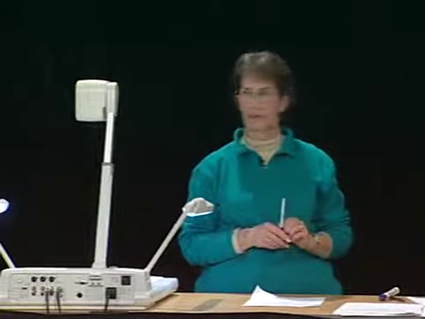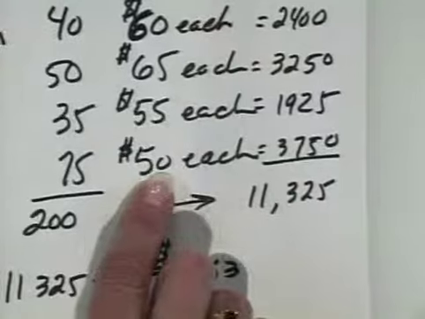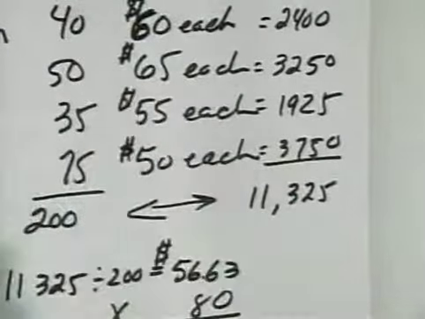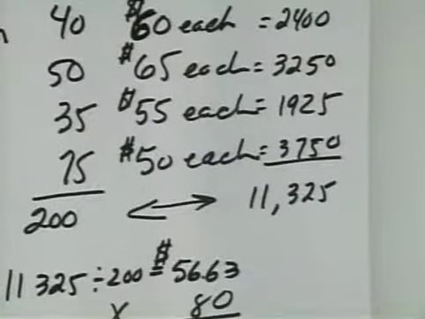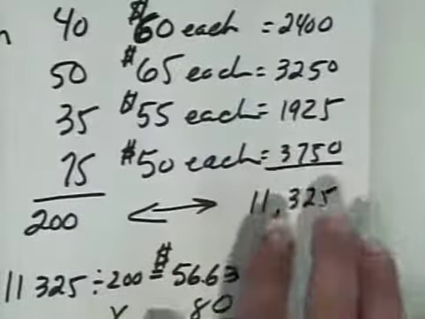Why doesn't that work? Because the amount of chairs isn't the same. I bought lots more chairs at $50 than I did at $65, right? And it's a weighted average. How we get the weighted average is you need to multiply these and extend those numbers. So the weighted average was 56.63. That's exactly what it is.